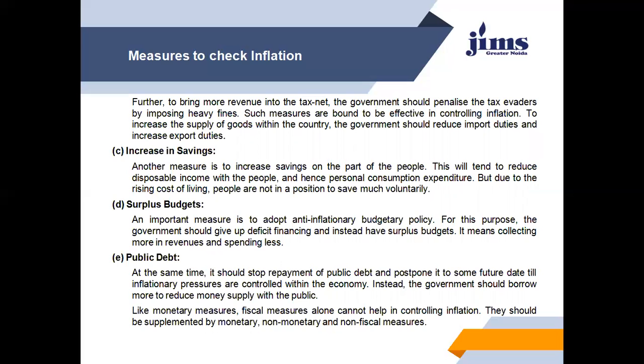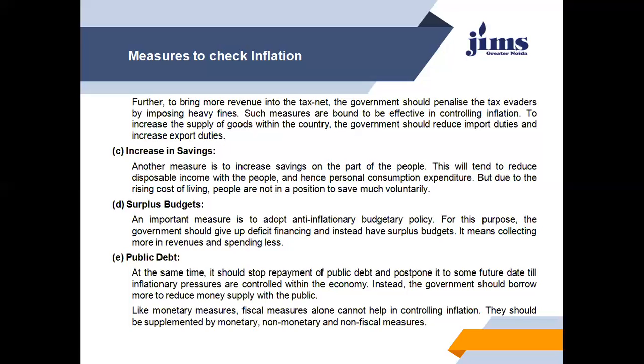Surplus budgets: an important measure is to adopt an anti-inflationary budgetary policy. For this purpose, the government should give up deficit financing and instead have surplus budgets. It means collecting more in revenues and spending less. This kind of step is called budgetary control.